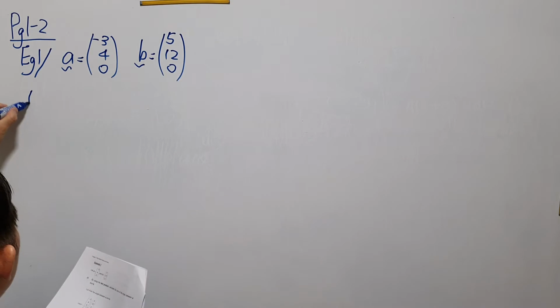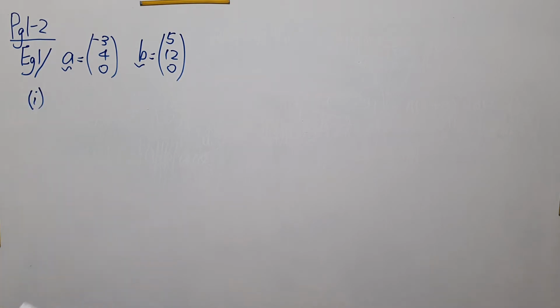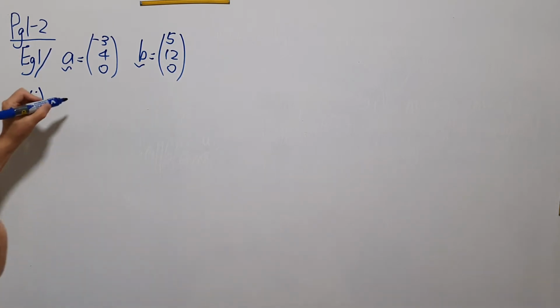Now, in part 1 of A, the aim is to find the sine of the angle between A and B. To find something about the angle between two vectors, usually most of the time we want to use the dot product. So let's revisit the dot product.